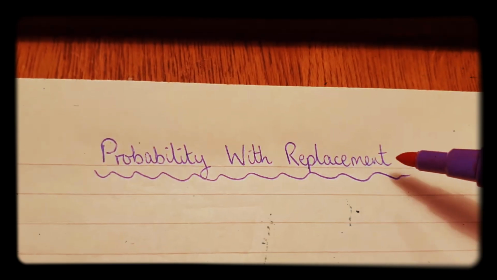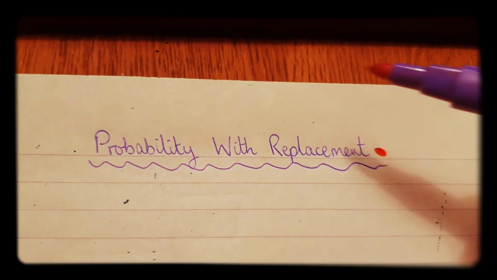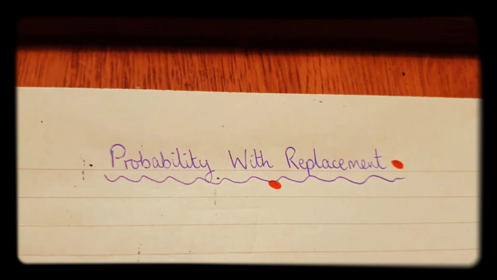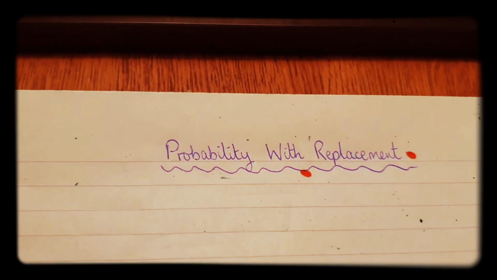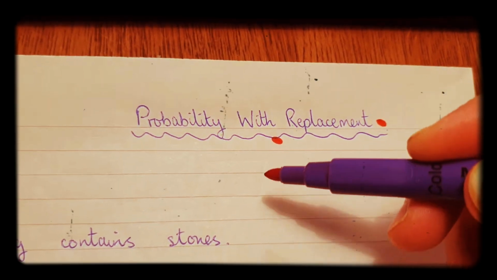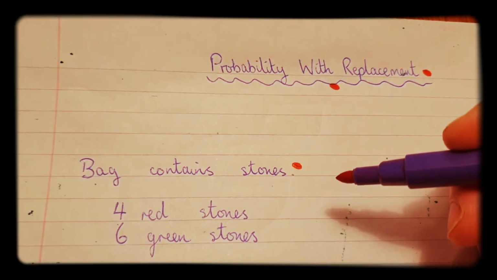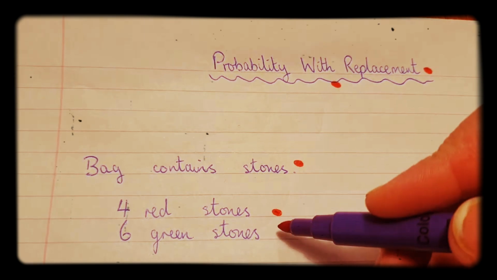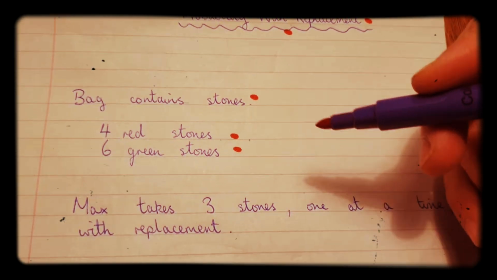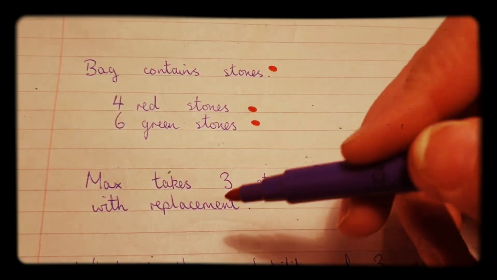In this video, we're going to be doing a probability question, and it's going to be with replacement. With replacement means, let's say you take something out of a bag. In this case, we have a bag full of stones. We have 4 red stones and 6 green stones. So Max takes 3 stones, one at a time, with replacement.